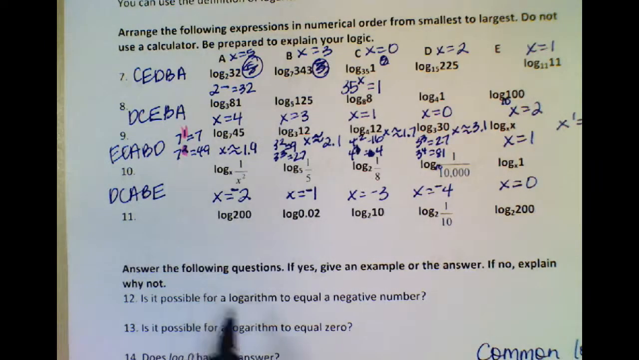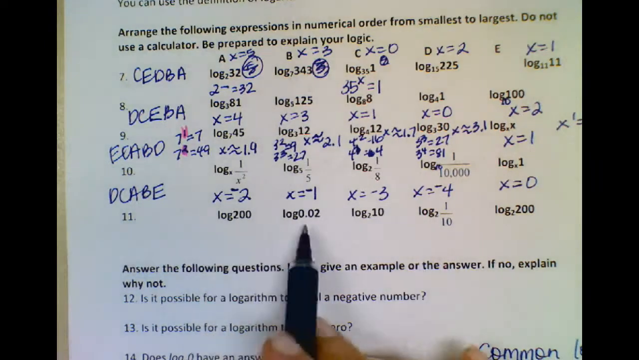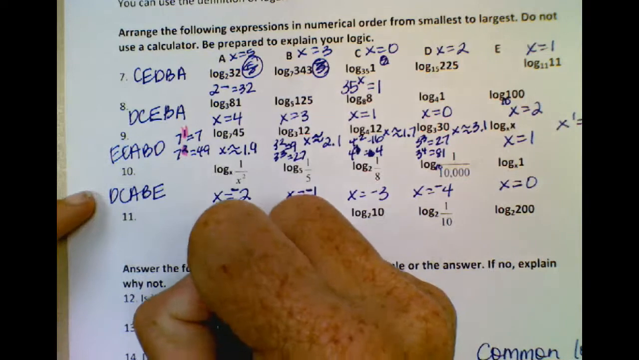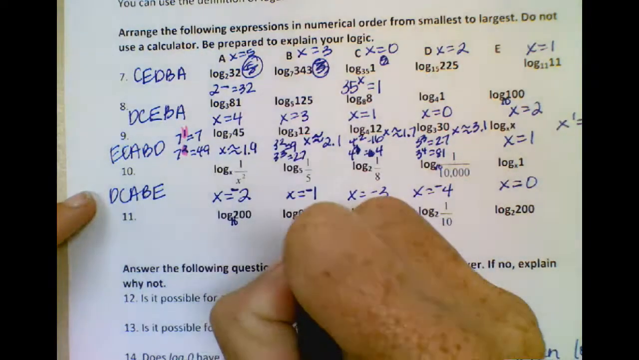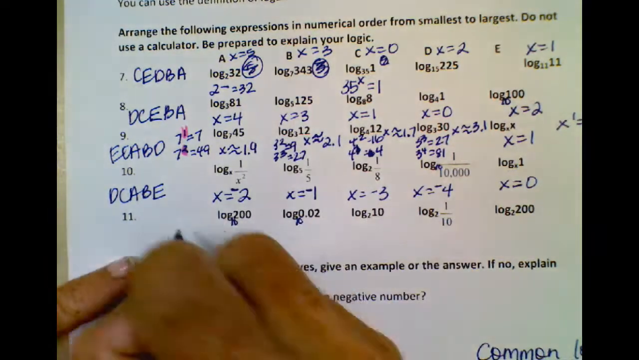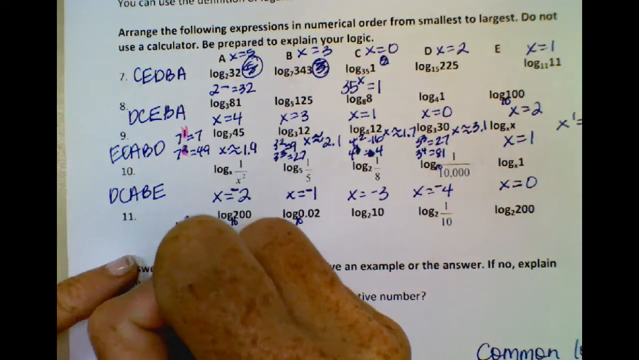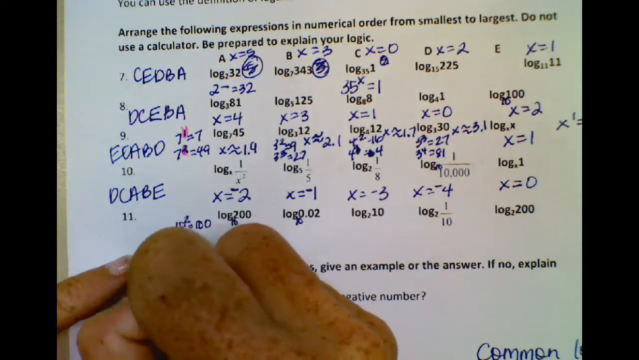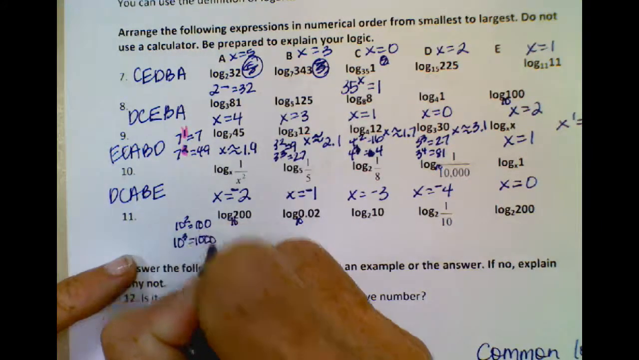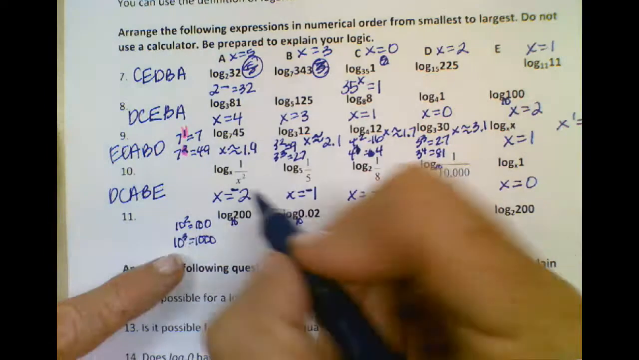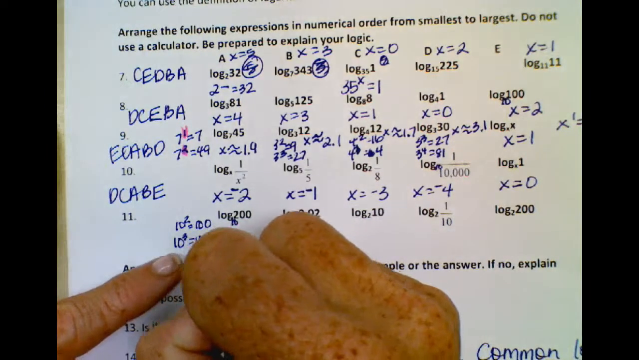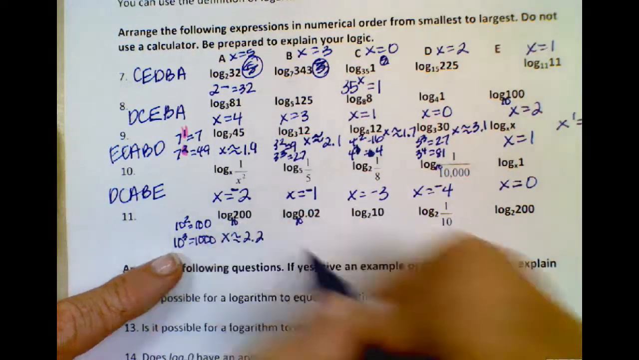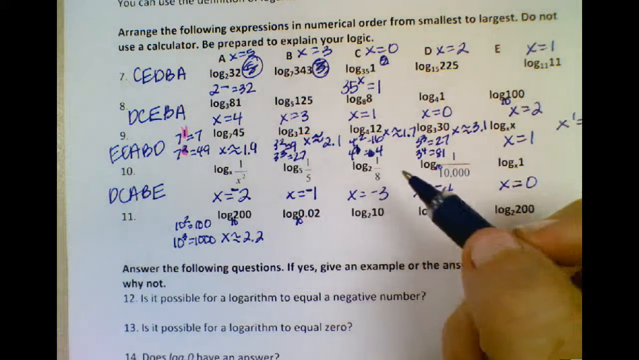Okay, last one. So these first two are going to be base 10s. If we think about it, 10 squared is 100. 10 cubed is 1,000. 200 is much closer to 100 than it is to 1,000. So I'm going to estimate that it's probably about 2.2-ish. It's just an estimate, so you don't have to be exact.